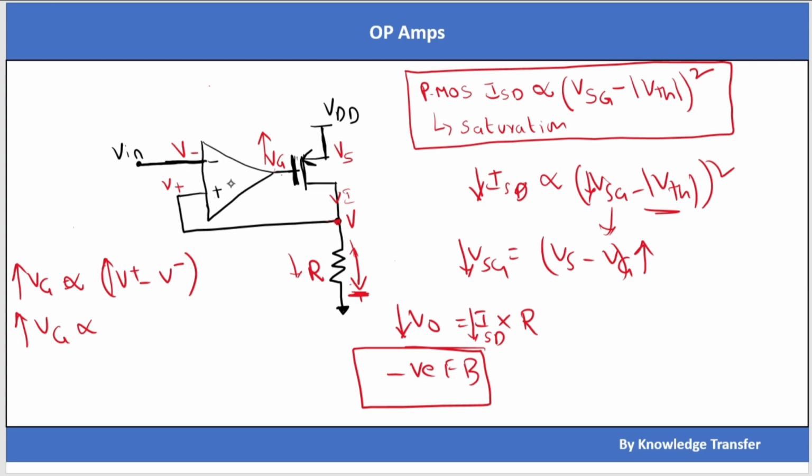Because this is negative feedback, the inverting input terminal and non-inverting input terminal voltages will be the same. That means the inverting terminal is V in, and the non-inverting terminal voltage also will become V in. There is no current flowing through this one, because the input terminals offer very high impedance, so I equals 0, and V in is here, and V naught will become V in. So V naught equals V in volt, and the current flowing through this resistor path is ISD or I load equal to V in divided by R.